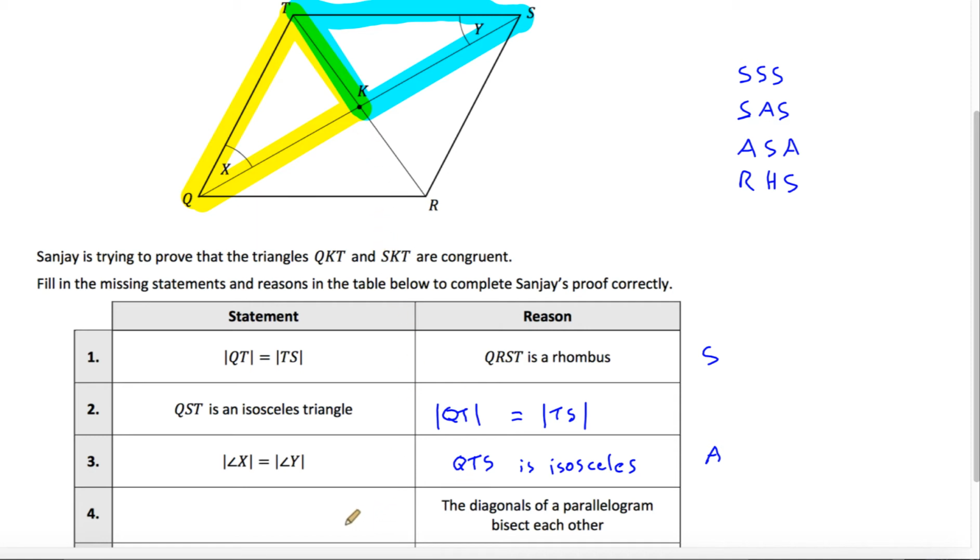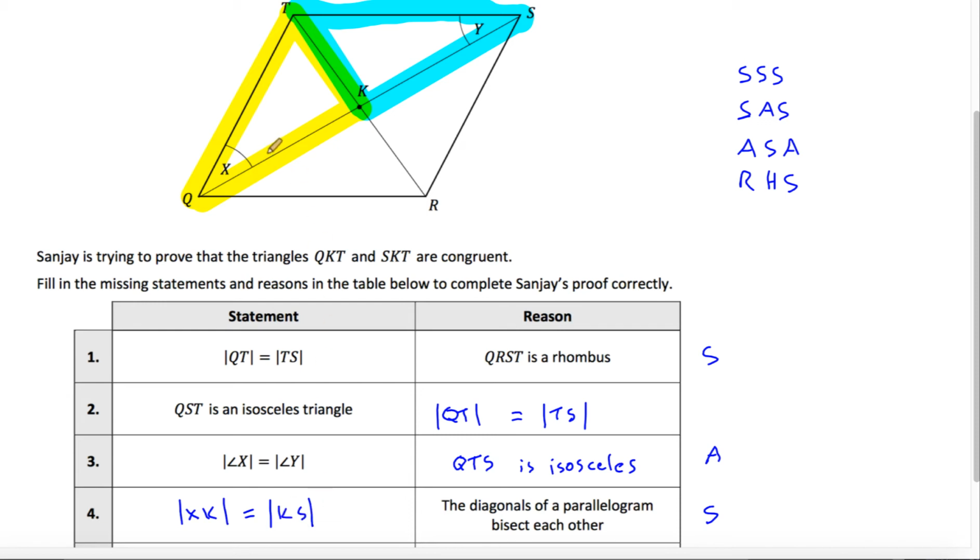So now it looks like maybe, because the order of these letters matter, so if you've gone side, angle, and if we can get another side or indeed another angle, then we're good. Well, this is talking about diagonals, so it must be side. We're looking for side here to get SAS. So the diagonals of the parallelogram bisect each other. Well, if that's true, it would mean that QK and KS are the same length. So the length QK is equal to the length KS.